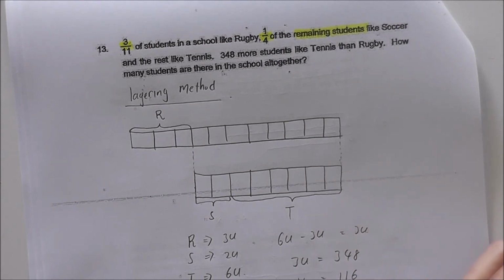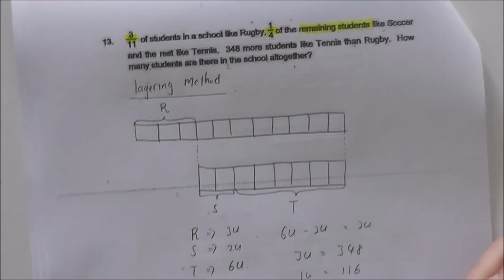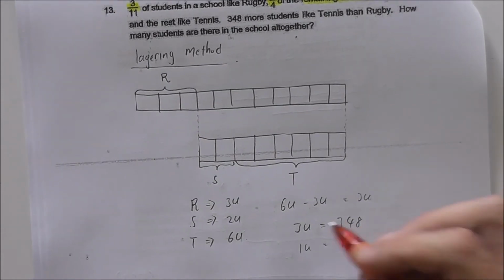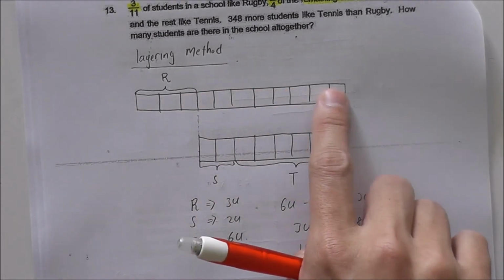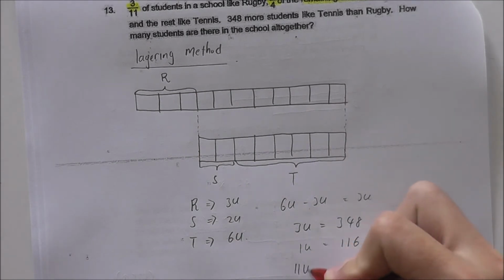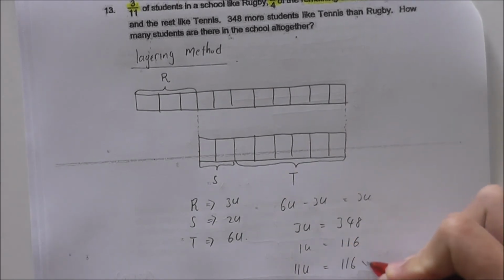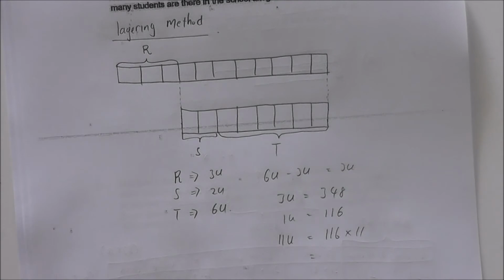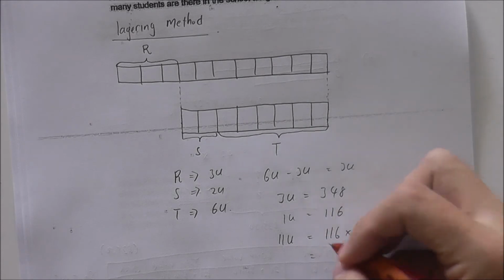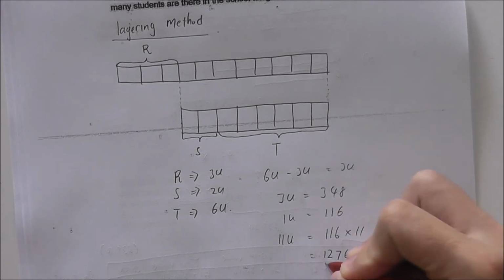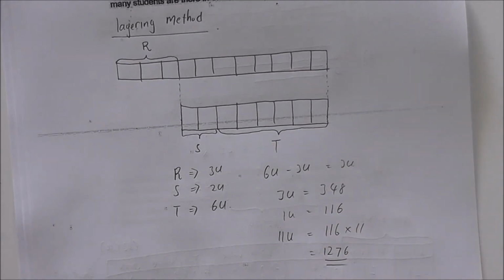Okay, so how many students are there in the school altogether? Very simple. Altogether, can you see that there are 11 units? So 11 units equals 116 times 11. It has to be 1276. Okay, so that's the answer.